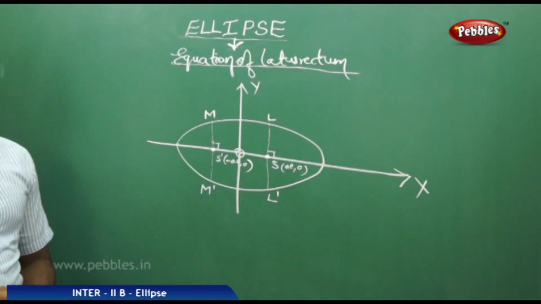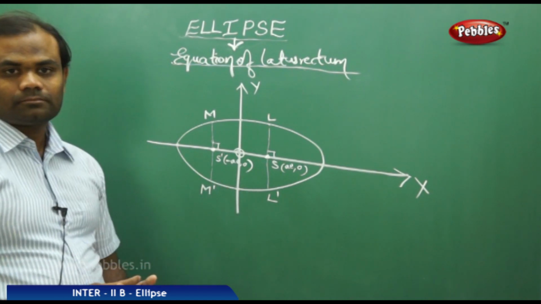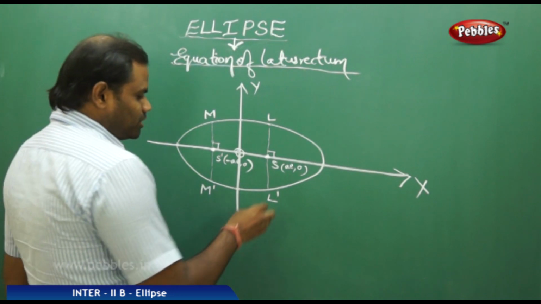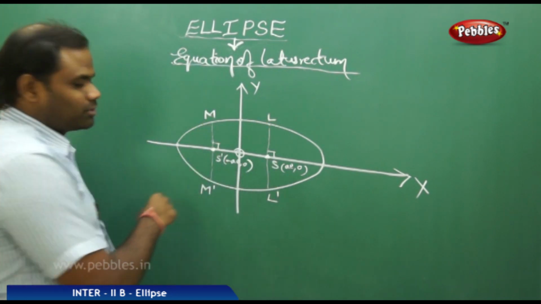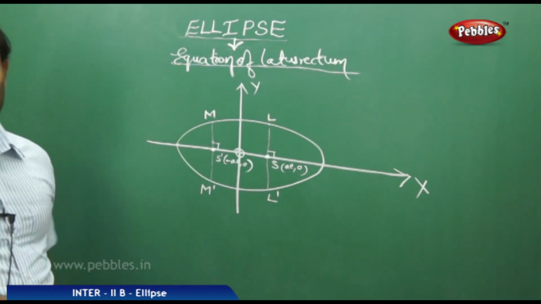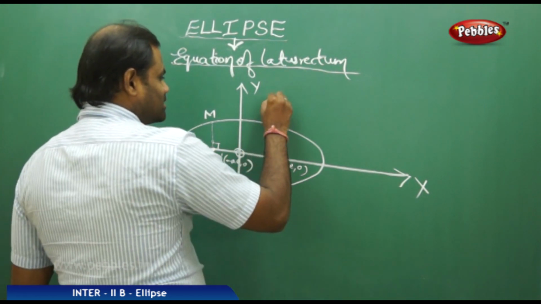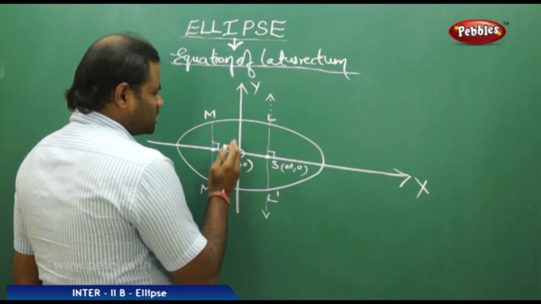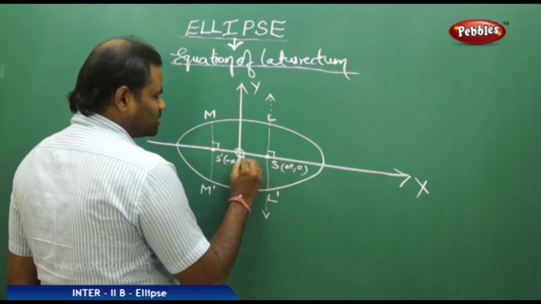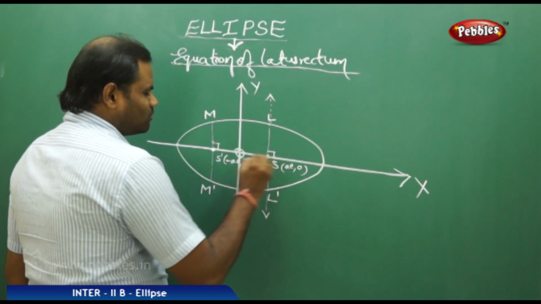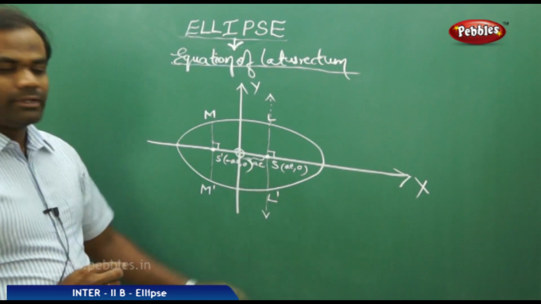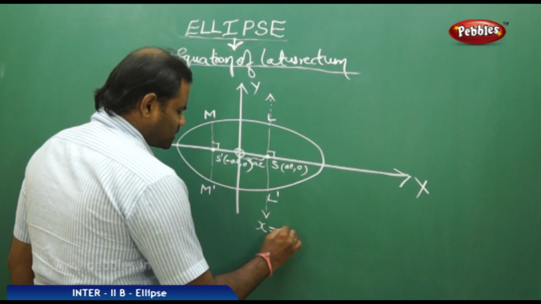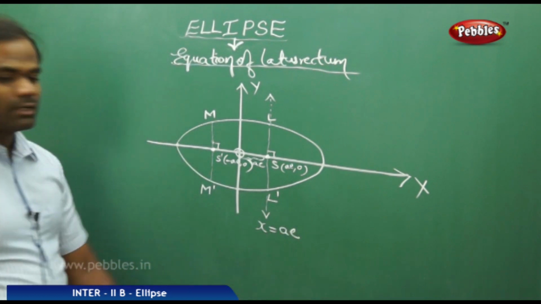This is how we get the two latus recta. Now in this case, we need to find the equation of this latus rectum LL dash and this latus rectum MM dash also. As I clearly see here, this is a line which is parallel to the y-axis and at a distance of AE units from the origin. Therefore, being parallel to the y-axis, the equation of the latus rectum is x equals AE.